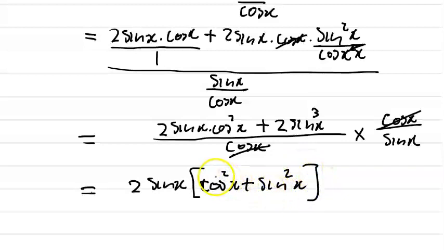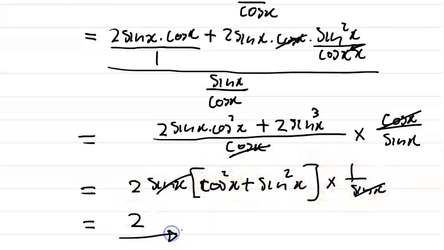So we got 2. Don't forget now that the 1 over sine x is still left there, right? So therefore, if you look very carefully now, cos squared x plus sine squared x is 1, and then the sine x from there and the sine x there is going to cancel, so you're going to be left with a value of 2. So therefore, the value of this particular expression now simplifies to 2. Okay, so that's basically our solution.